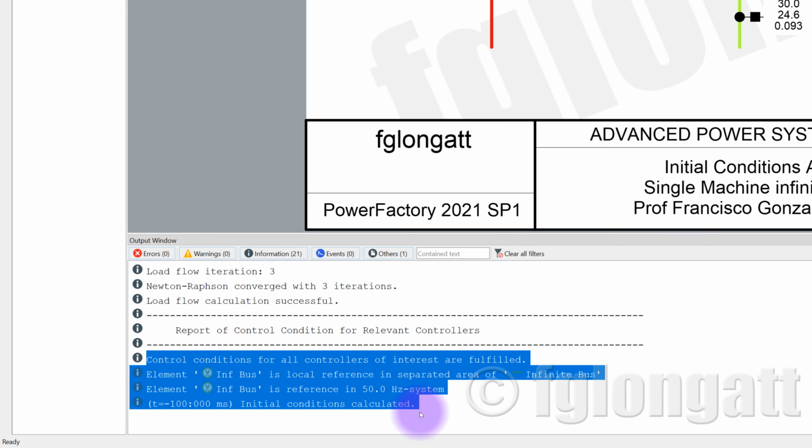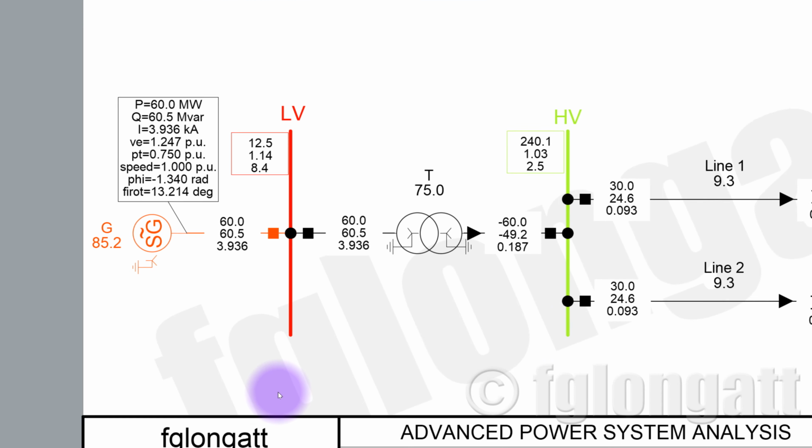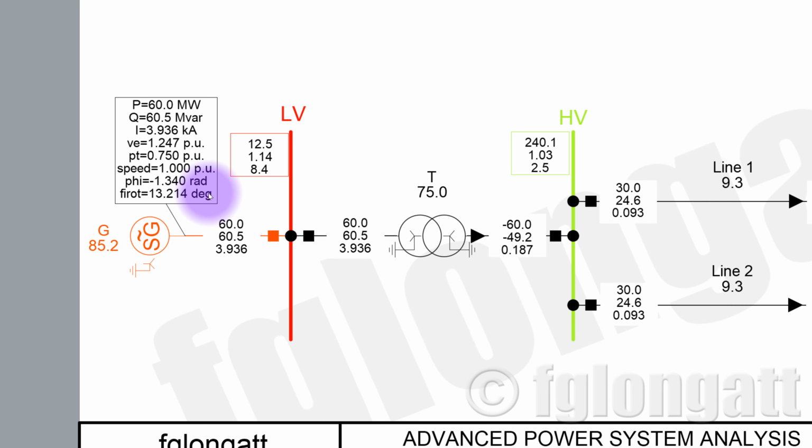Because as you can see here in the output window, PowerFactory is telling me all the controllers are properly working, we have a reference bus bar, and the initial conditions are done. Initial conditions are calculated, we are ready to do the simulation. If you remember my previous video about initial conditions, you can check them, but those numbers are fine.